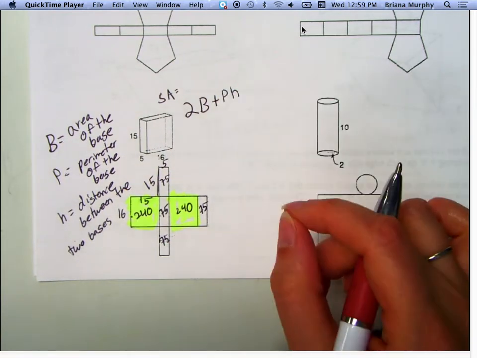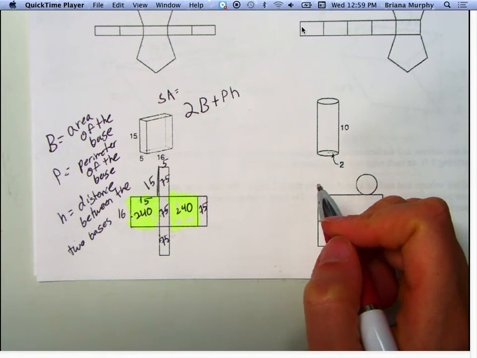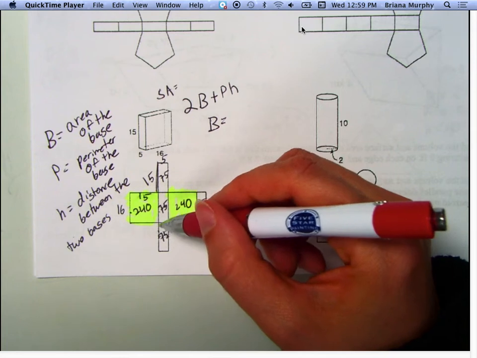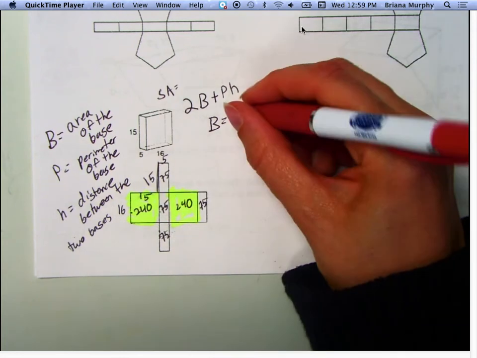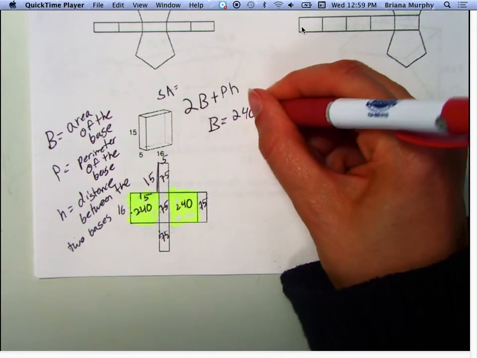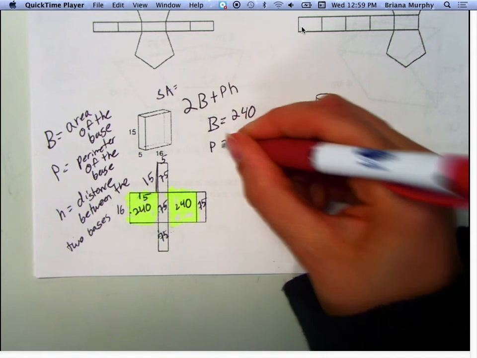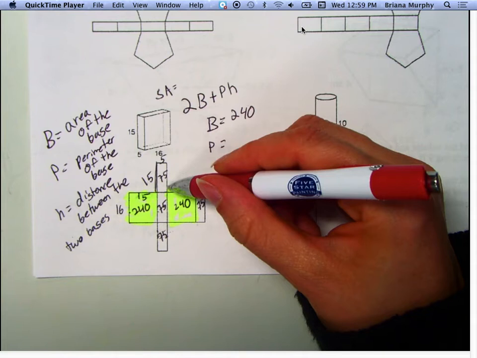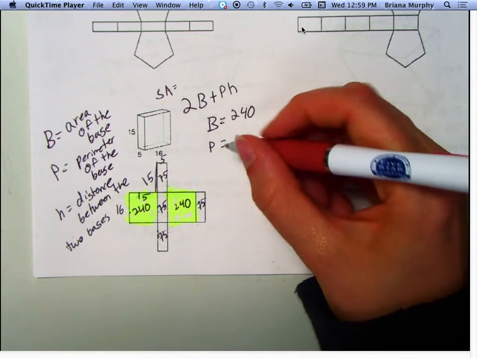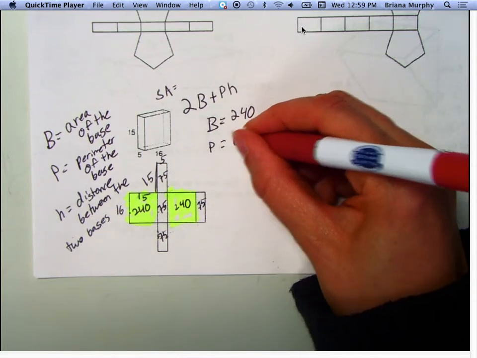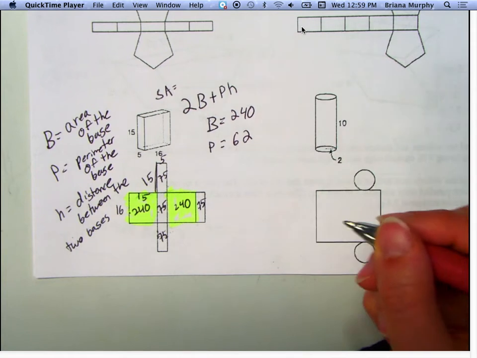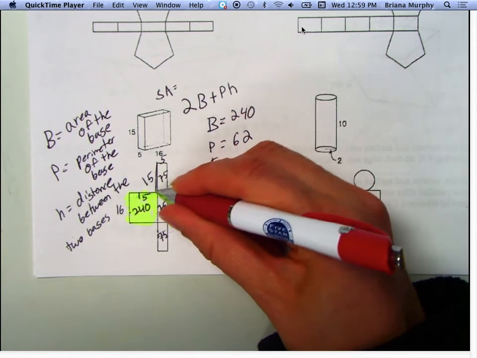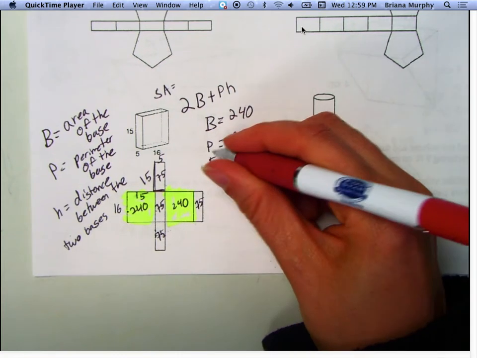So now I'm going to find each of these parts before I plug them into the formula. I know the area of the base for a rectangle is length times width, so that's 16 times 15, which gives me 240. Now the perimeter is going to be 15 plus 16 plus 15 plus 16, which is going to give me a total of 62. And the distance between the two bases, this distance right here, is going to be 5.